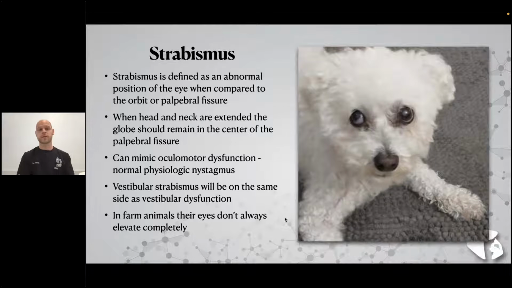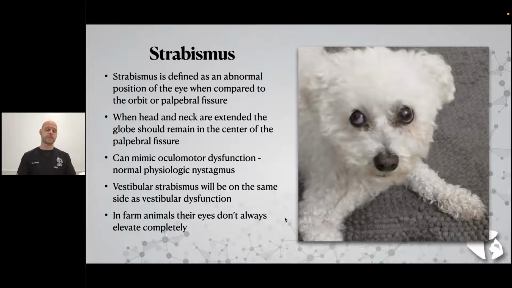So strabismus is defined as an abnormal position of the eye when compared to the orbit or the palpebral fissure. So this dog has a resting strabismus, as you can see in the right eye. That's very abnormal compared to the left. And when the head and neck are extended, the globe should remain in the center of the palpebral fissure for dogs and cats. So this may not be the same for large animals.